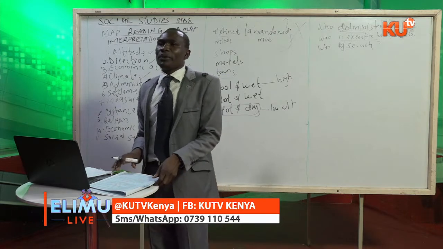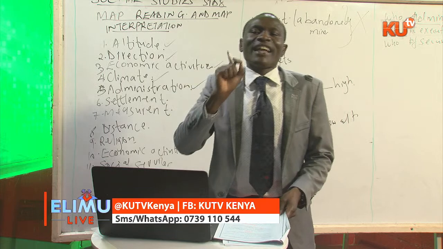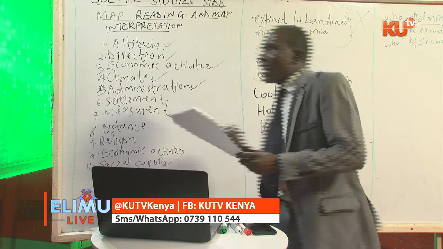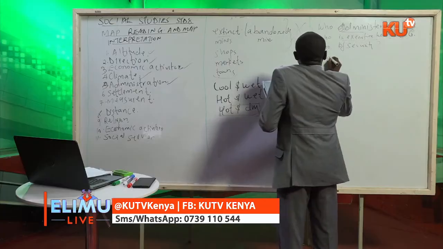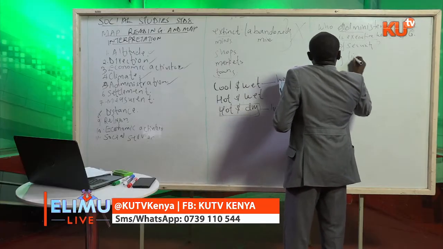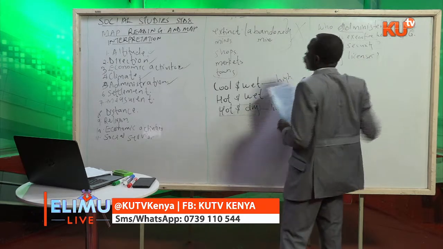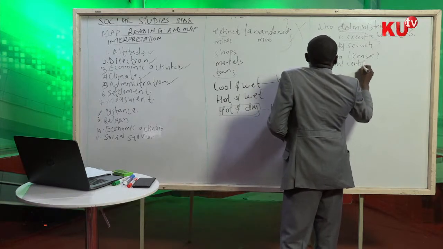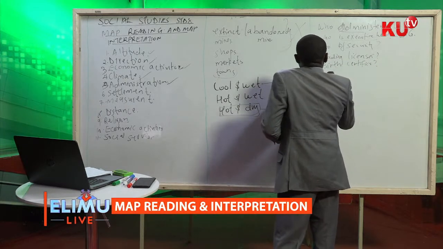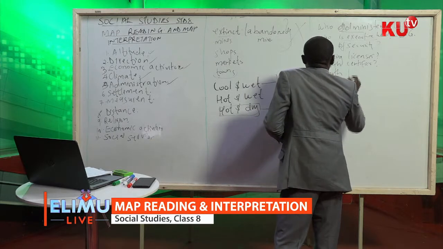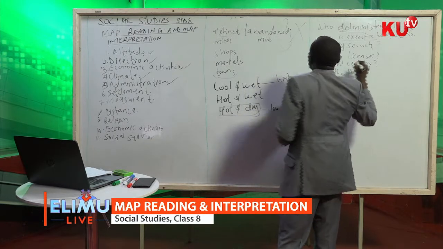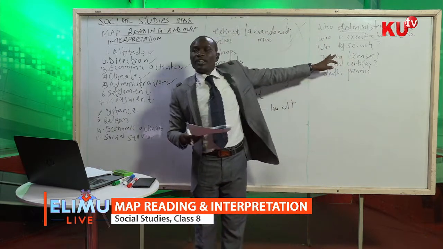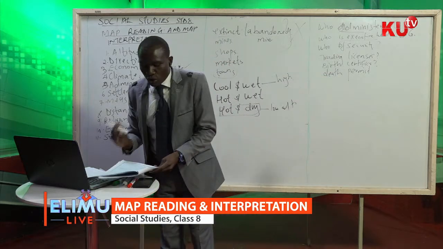I want you to note the following. When you are dealing with administration, there are areas that you need to know. One, trading licenses. Where can you obtain trading licenses? Two, birth certificates on map work. Three, death permits. Where do we take these on map work? If it is trading licenses, we go for county offices.